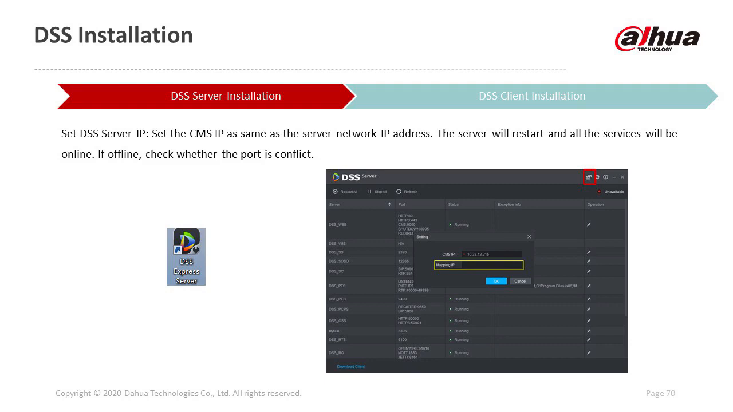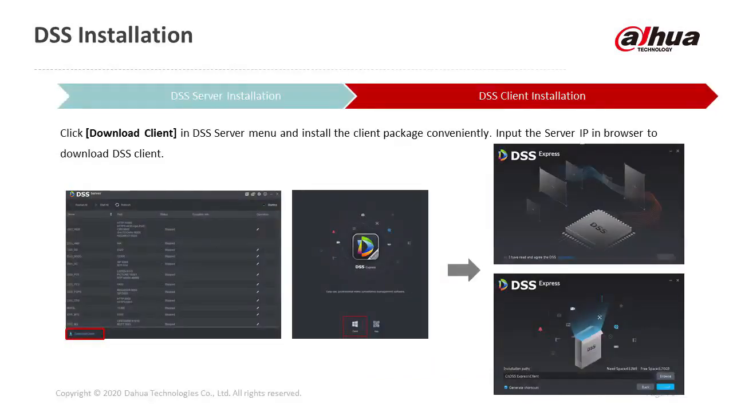If offline, check whether the port is conflict. If you modified the server IP address, you need to modify the CMS IP. Click Download Client in DSS Server menu and install the client package conveniently. Input the server IP in browser to download DSS client.